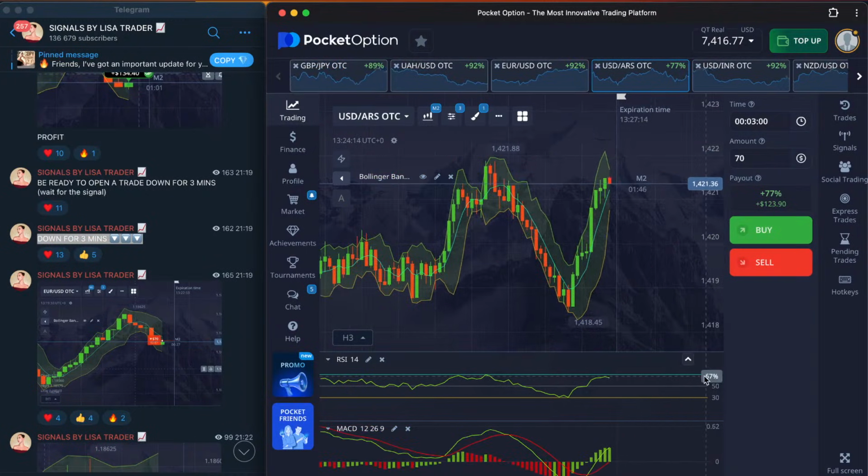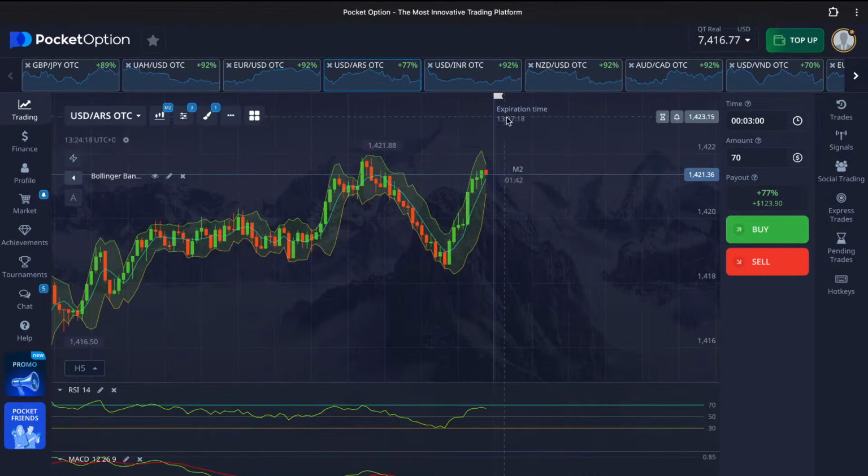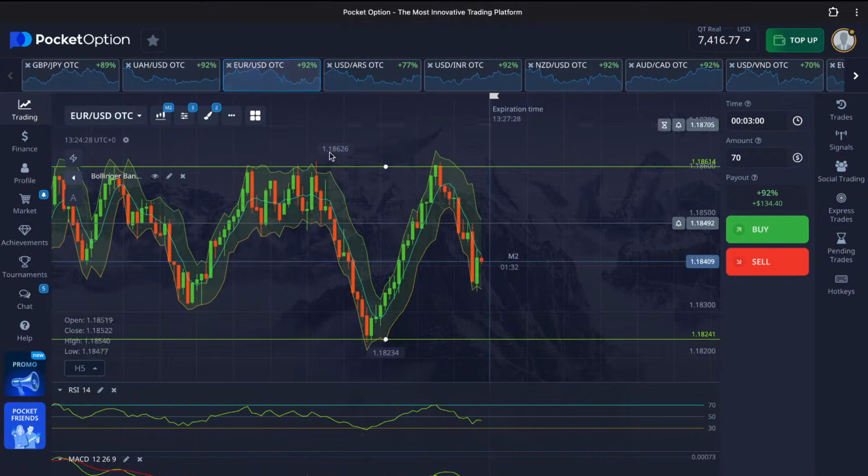Here's a pretty good situation. The payout here is 77%. I agree, it's not the best one, but it could be good. As you can see, it was an upward trend before, a clean upward trend, but now it has reached the previous resistance level, and we can see some red candles, so it could be a reversal. So it's better to wait here to check how it's going to go.